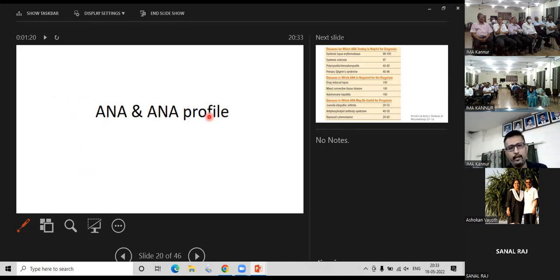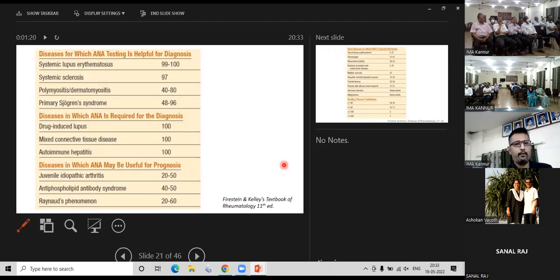So coming to ANA and ANA profile, which is possibly the most commonly sent test in these patients. This is the table from Kelley's Textbook of Rheumatology, 11th edition, in which they have given a few points which I want you to see. In 100% of drug-induced lupus, MCTD, and autoimmune hepatitis, ANA is required for diagnosis. Even in SLE, with the latest techniques, 99 to 100% are positive for ANA. But you can have an entity called ANA negative lupus, which is very, very rare.